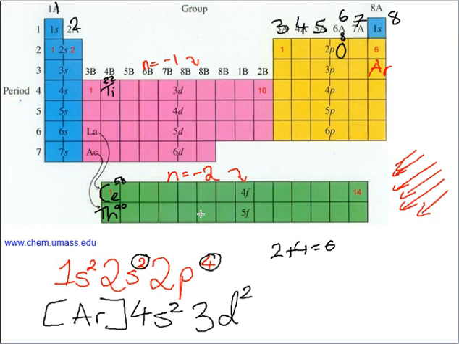So you can do the exact same thing for a transition metal, but when you're trying to find the valence electrons for an element, you can't do the shorthand way. You can't.